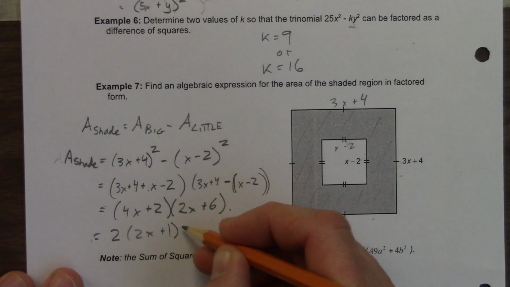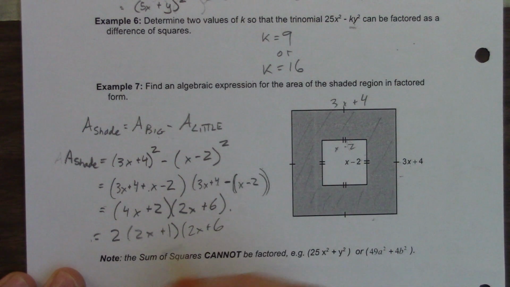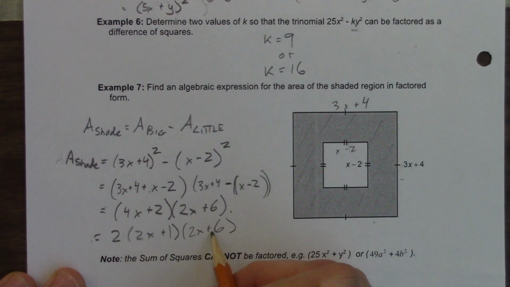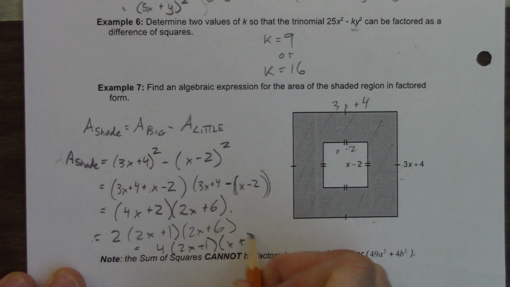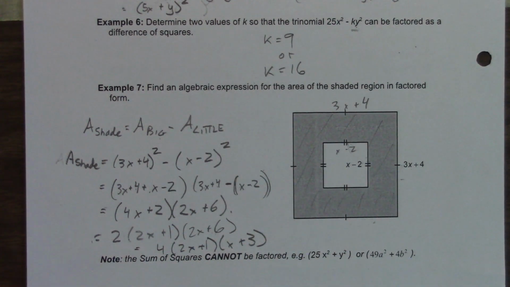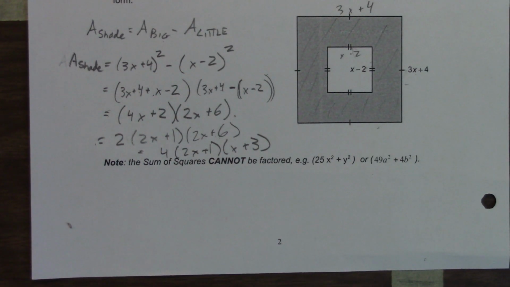And then we would get... want to actually divide another 2 out because of this term. We would get 4, 2x plus 1, x plus 3. Alright, so the sum of squares cannot be factored.